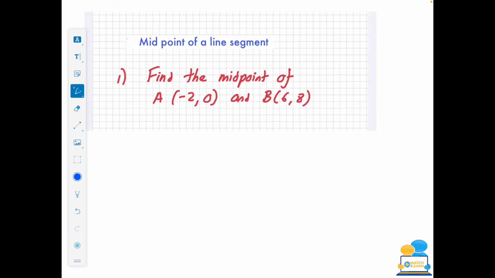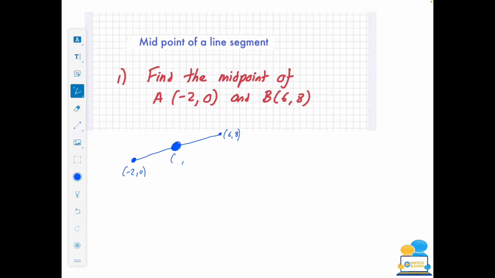So our next formula is for finding the midpoint. We're looking for the midpoint of A, which is minus 2, 0, and B, which is 6, 8. Now, I'm just going to draw a very rough diagram here. So minus 2, 0, and we're just going to say it's there. And we have 6, 8, which is somewhere up here. There'd be a straight line between them, and our midpoint is right there in the middle.